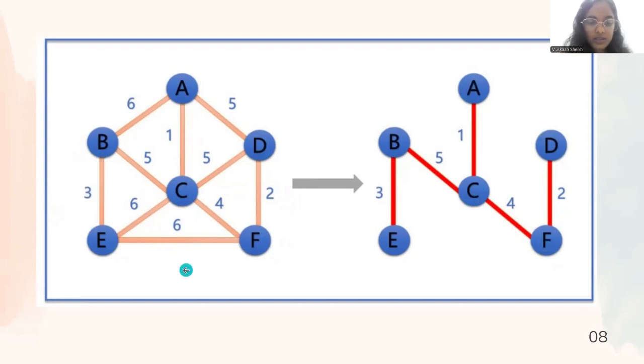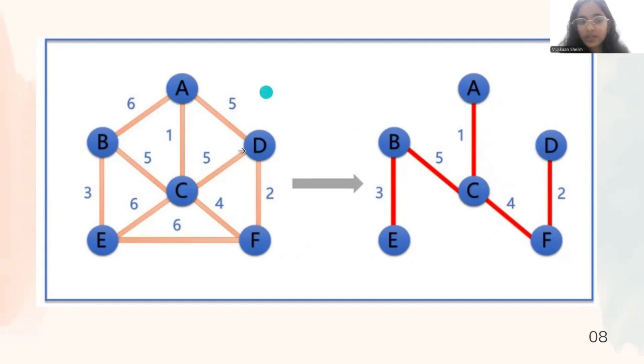So the next cost is 4. Here we can see that C to F has 4. So we are going to connect these two nodes. And then the next minimum cost is 5. Now, so we have 3 edges which have 5. A to D, C to D, and B to C. Now, if we connect A to D here, these are already connected. So if we connect it here, it is going to form another cycle. So we have to ignore A to D now.